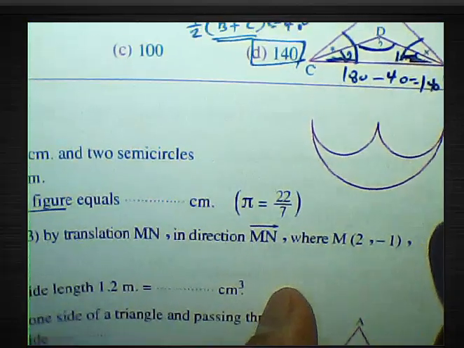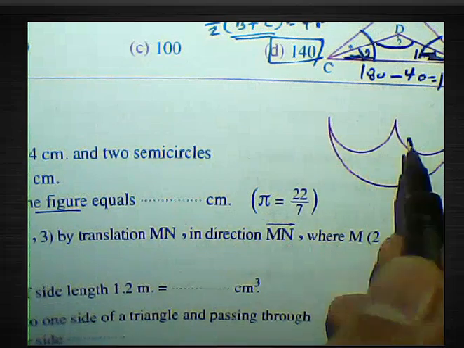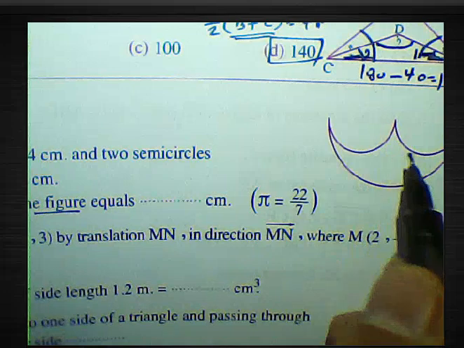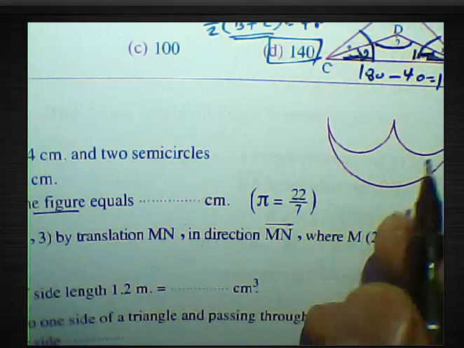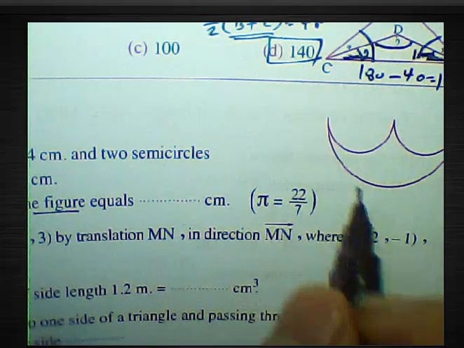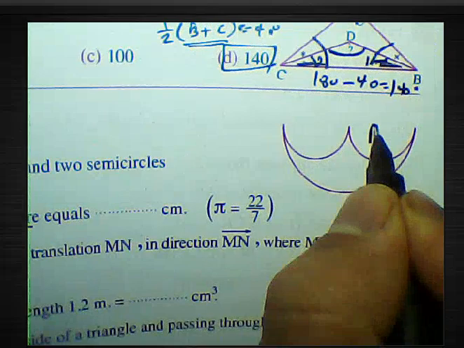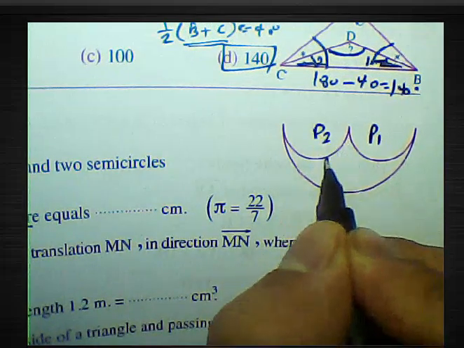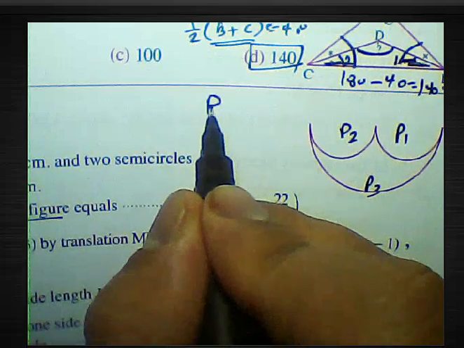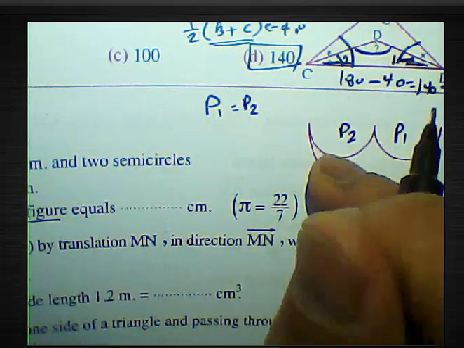Look at here. We have a semicircle, the greater one here, and its radius. He asked about what? The perimeter. You know the perimeter equals 22 over 7 multiplied by the diameter, or pi times r. We can find perimeter 1, perimeter 2 and perimeter 3 and add them. Perimeter 1 equals perimeter 2 because we have two equivalent ones here.